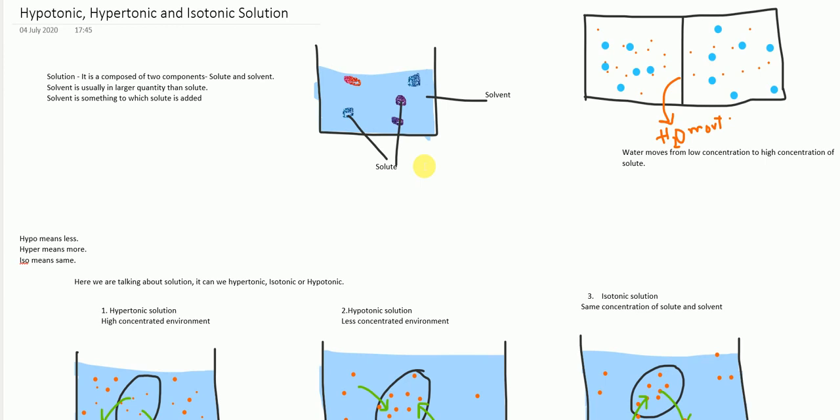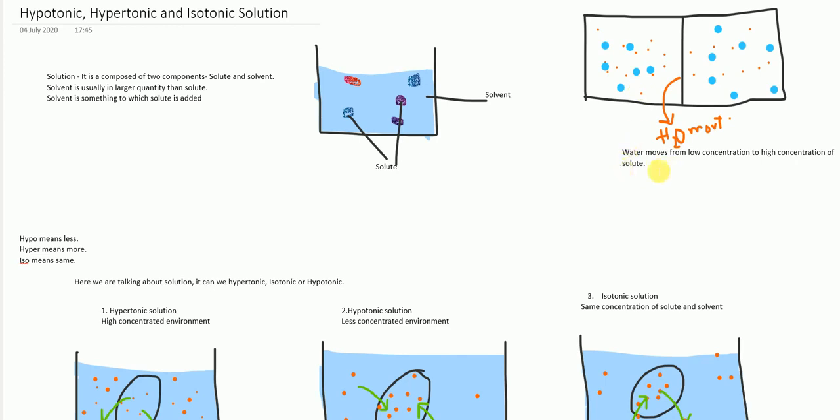Diffusion is the movement of water from a region of low concentration to a higher concentration of solute. Please note the term solute.